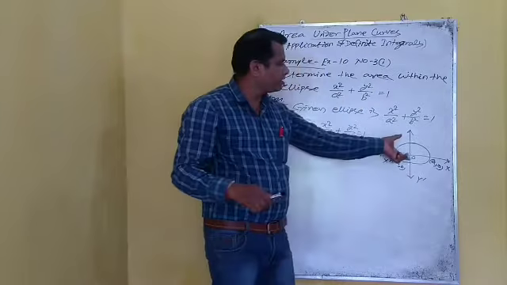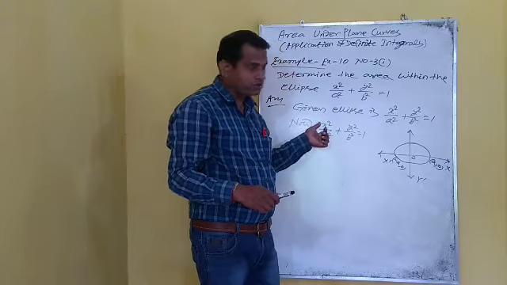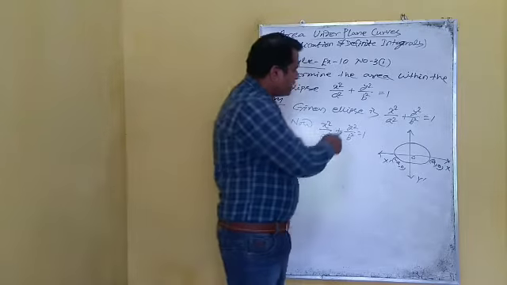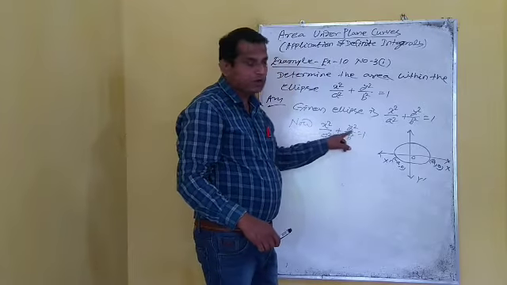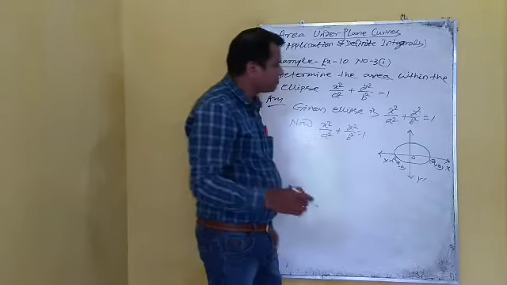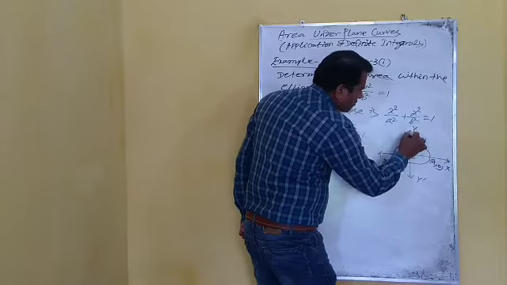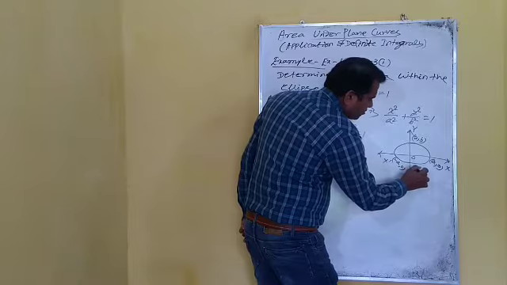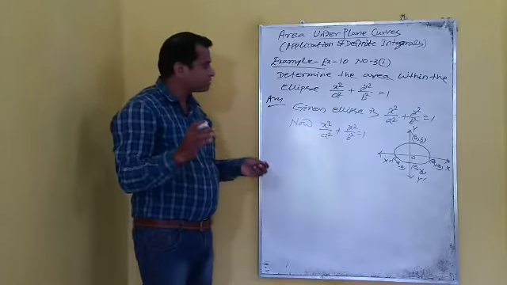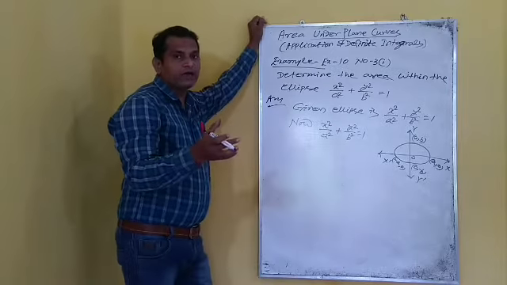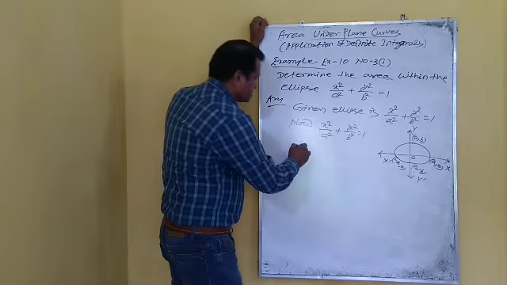Similarly, if we find the points on the y-axis, we put x is equal to 0. So we get y square by b square is equal to 1, that is y square is equal to b square. So y is equal to plus minus b. So here (0, b) and (0, minus b). This ellipse is symmetric about both axes, x-axis and y-axis.